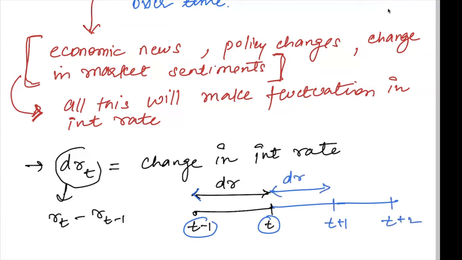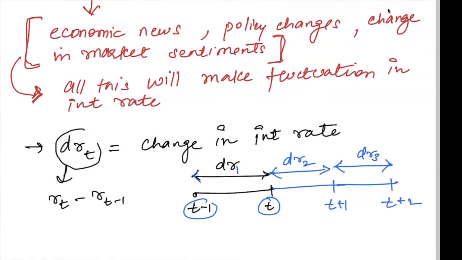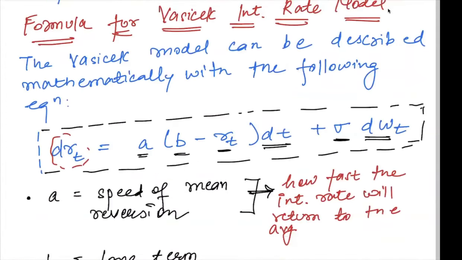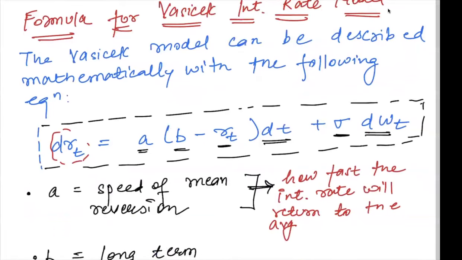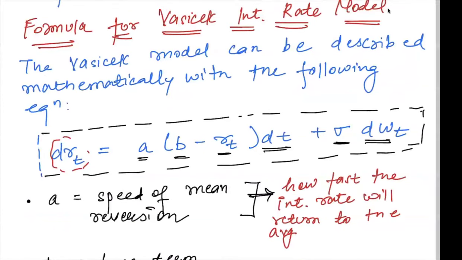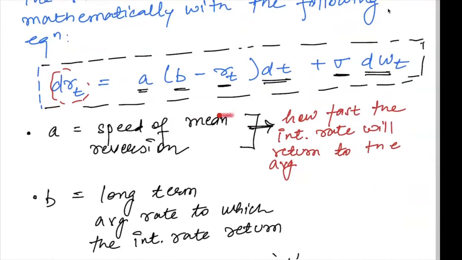So what Vasicek was trying to model was this change in interest rates. And how was he trying to model this? By using this equation: a times (b minus r_t) dt plus sigma dW_t. This first part is your mean reversion process, and sigma dW_t is volatility times the Brownian motion. The Brownian motion captures the randomness that this model has.